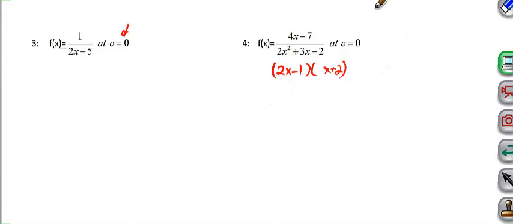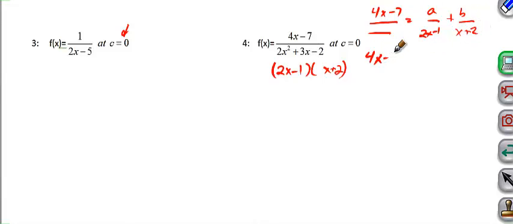And then we set our 4x minus 7 over the bottom, really, a over 2x minus 1, it's an a, plus b over x plus 2. Alright, multiply through by our LCD, we get 4x minus 7 equals a times x plus 2, plus b times 2x minus 1. And then we set x to be negative 2.